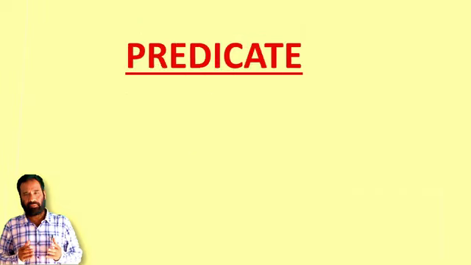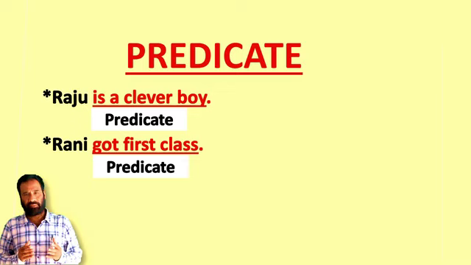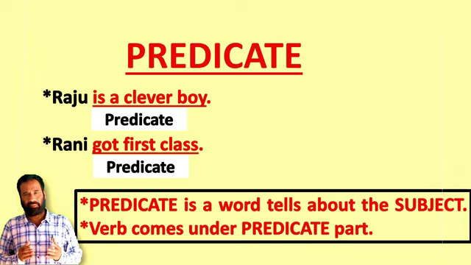Now about predicate. Observe the sentence. Raju is a clever boy. The sentence speaks about Raju. So, Raju is the subject word in the sentence. Except the subject, the remaining part, that is, a clever boy, states something about the subject. This part is called predicate. Verb also comes under this predicate part. In the same way, in the second sentence, got first class is the predicate part. So, predicate is the part that tells about the subject. Note that verb also comes under the predicate part.